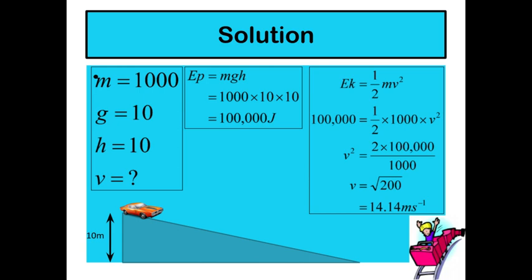So well done if you got that right. So hopefully now you can understand the conservation of energy. The potential energy at the top is equal to the kinetic energy at the bottom because that energy has been transferred from one form to another.